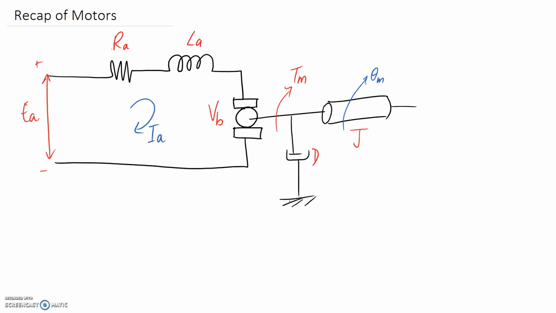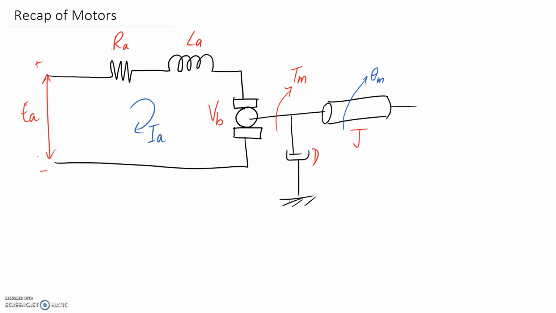So in this video, I'm going to give a recap of how to analyze motor systems. Let me just briefly discuss the components that we have in our system. I'll start with the left-hand side, which is the electrical part of the system. So EA is the voltage that's applied to the motor.